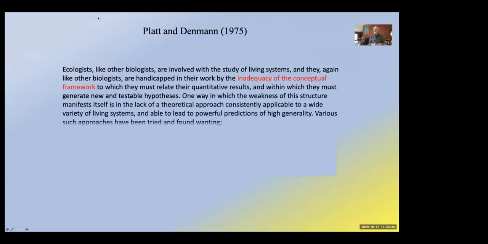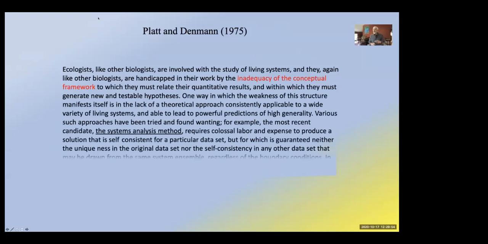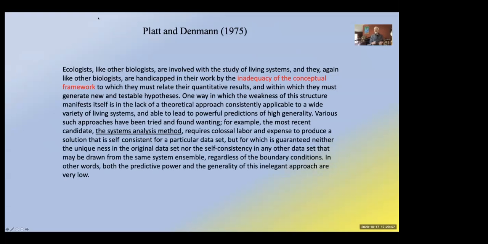One way in which the weakness of this structure manifests itself is in the lack of a theoretical approach consistently applicable to a wide variety of living systems and able to lead to powerful predictions of high generality. Various such approaches have been tried and found wanting. For example, the most recent candidate, the systems analysis method, which was very big at the time, requires colossal labor and expense to produce a solution that is self-consistent for a particular data set, but for which is guaranteed neither uniqueness in the original data set nor the self-consistency in any other data set that may be drawn from the same system ensemble, regardless of the boundary conditions. In other words, both the predictive power and the generality of this inelegant approach are very low.